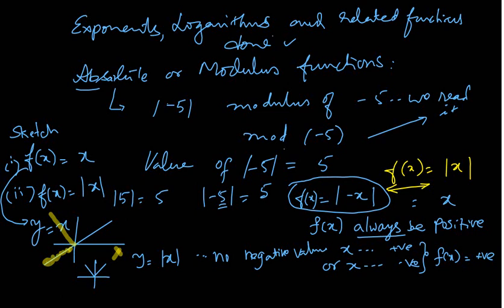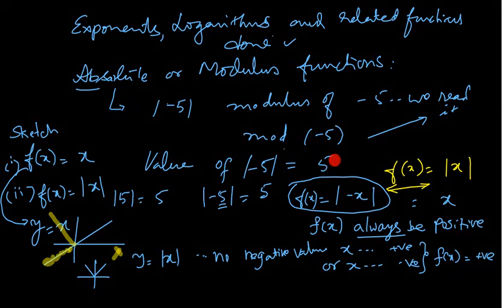So this is the first one. Exponents, logarithms, and related functions. Related meaning exponential functions, logarithmic functions. We are done. Absolute or the modulus functions is today's topic. Just like the way we learned exponents and logarithms, you have to have the value, what it means. So mod of minus 5, we read that as modulus of negative 5 or mod minus 5, and its value is positive 5.